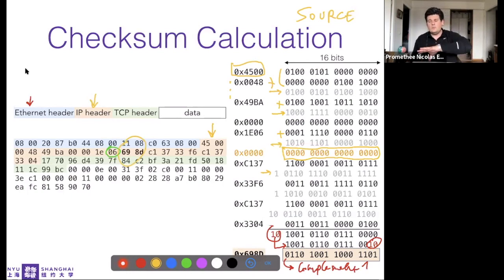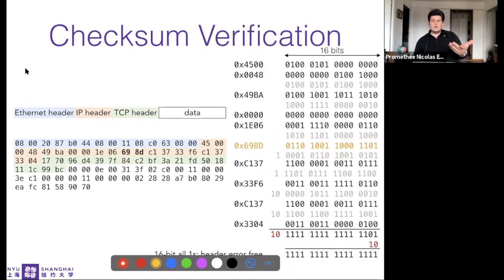Everybody got it? How can I have the right column here? By taking the bytes, I put them in binary. And as I said, those are the intermediate results just to help you track the final result. Now let's look at the destination. At the destination, I do the same, but I keep the checksum in the calculation. At the end, since the source put the complement 1 in the checksum, the final value should be all ones. If I have all ones, it means that there's no error in the header.